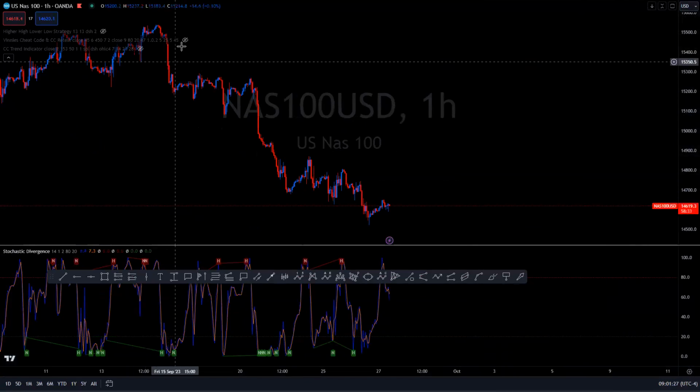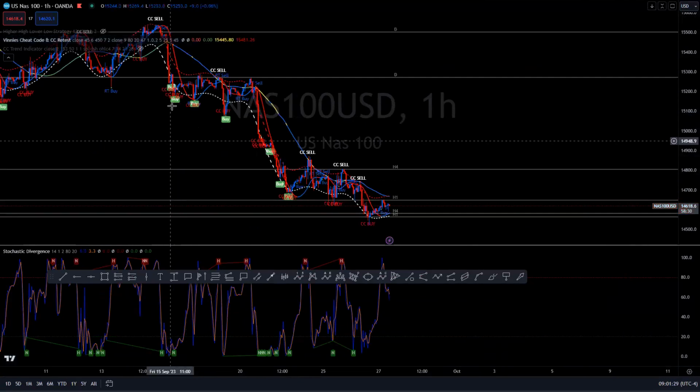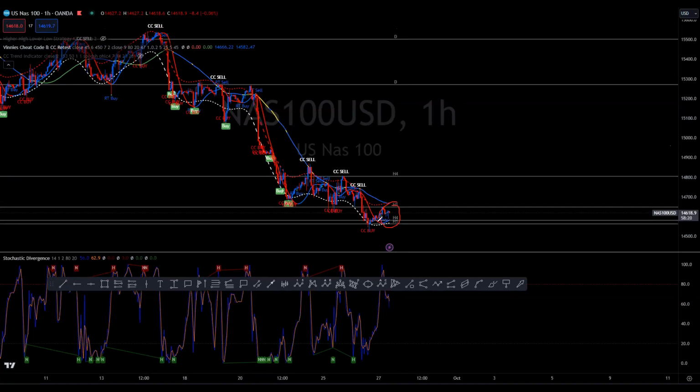I'm going to click on Vinny's cheat code indicator. And as we can see with current price, we don't have a current buy or sell signal on current price. We did have a cheat code buy here, but nothing on current price. So we wouldn't trade this even on the 1 hour.